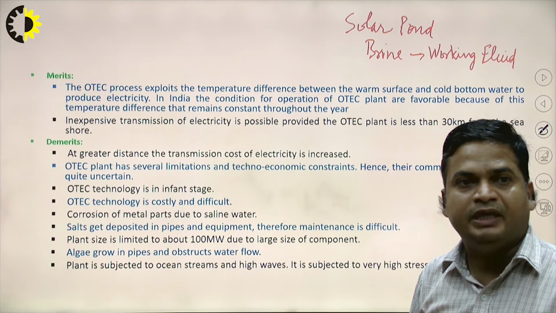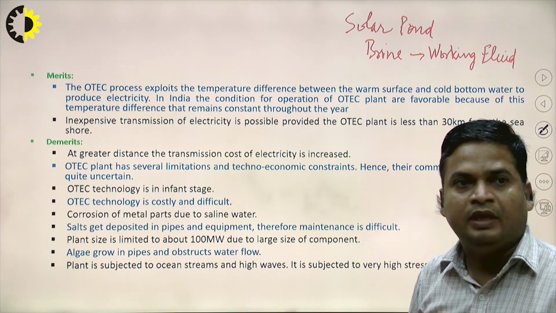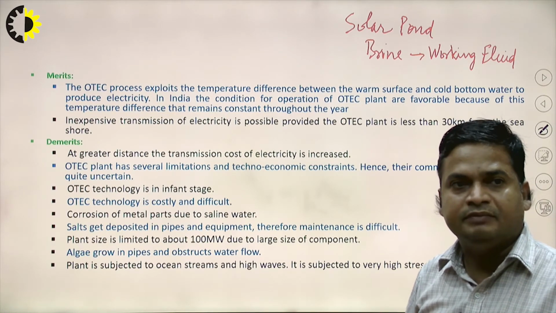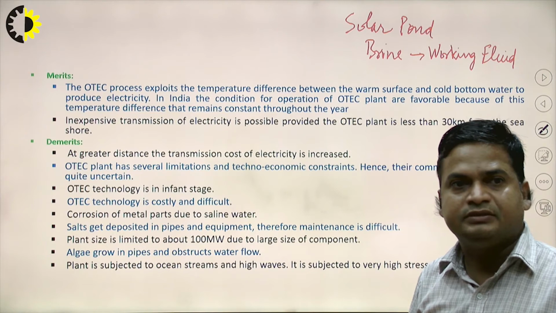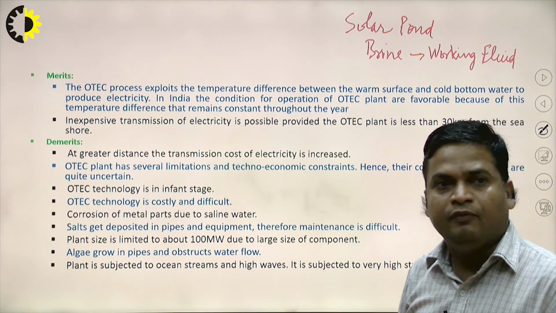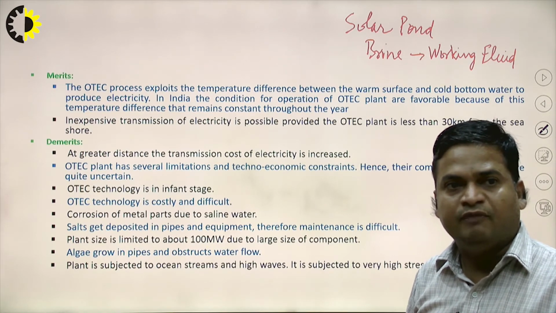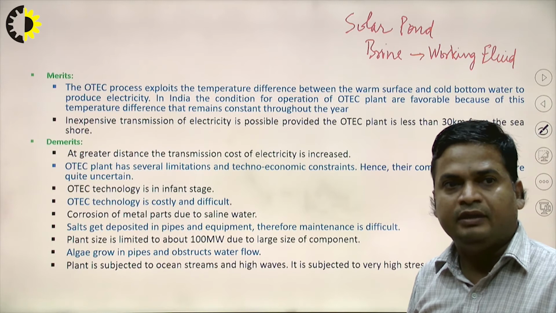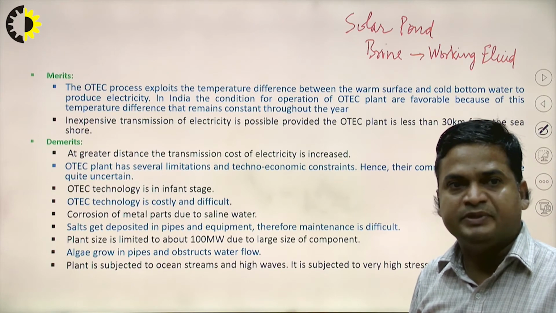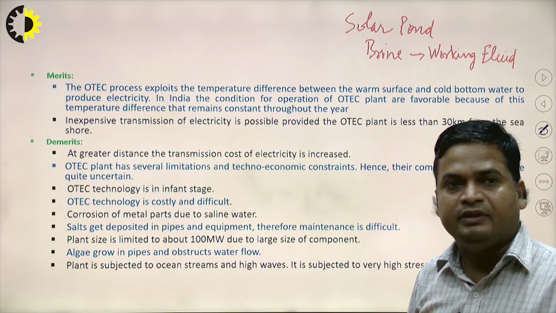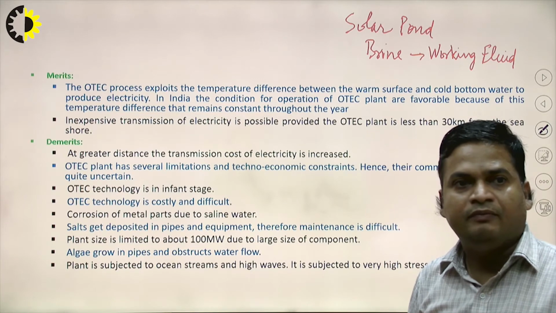Algae grow in pipes and obstruct water flow. Algae grow in pipes, and therefore there are obstructions to the water flow. When there is some disturbance in the flow of the water, the flow which is required for certain purposes is not achieved, so our objective cannot be fulfilled.